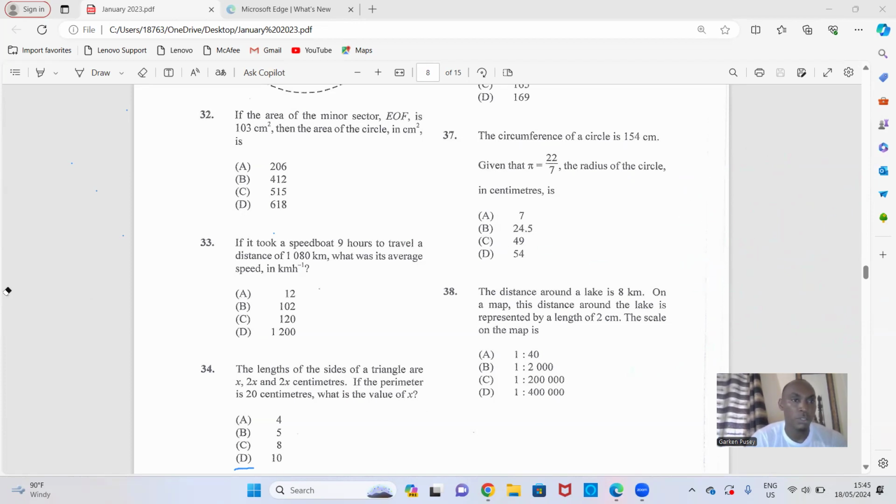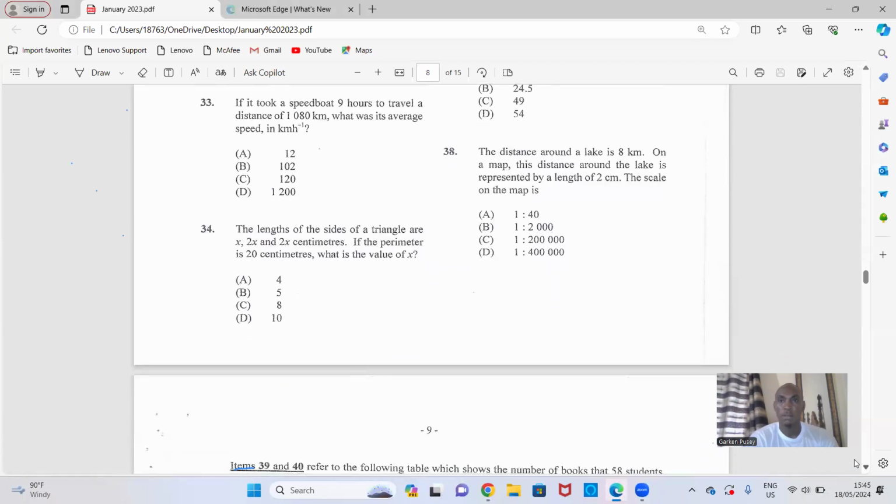All right, so we're going to question 38. So this is really scale drawing. It says the distance around the lake is 8 kilometers. It says the distance around the lake is represented by a length of 2 centimeters. So 2 centimeters is representing 8 kilometers.